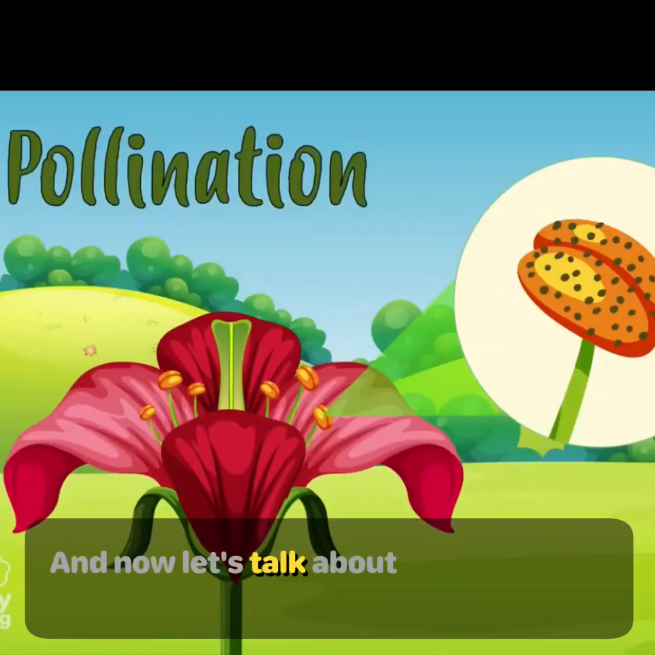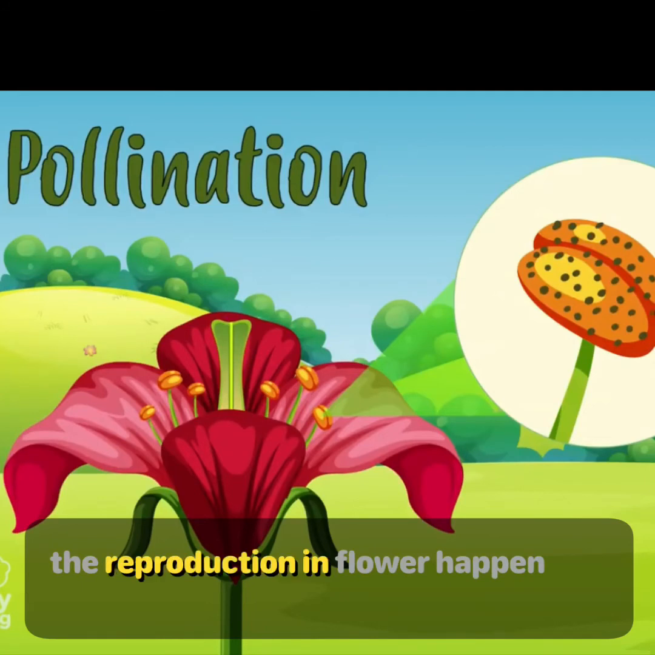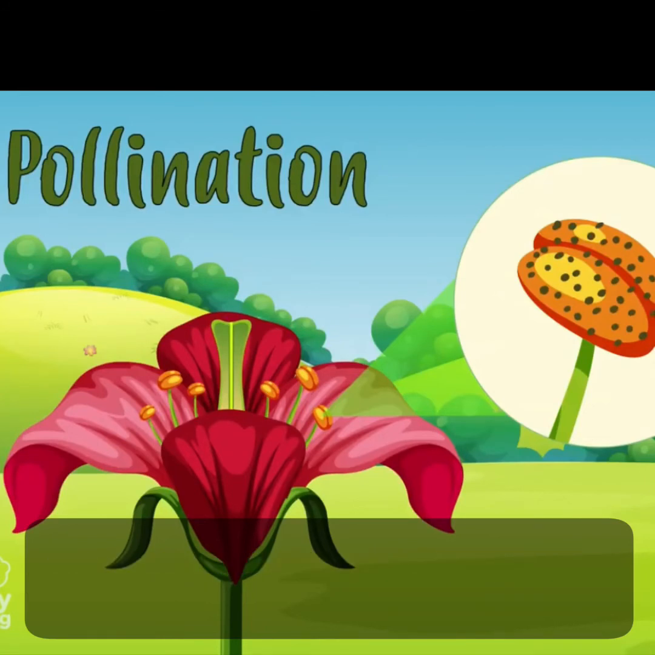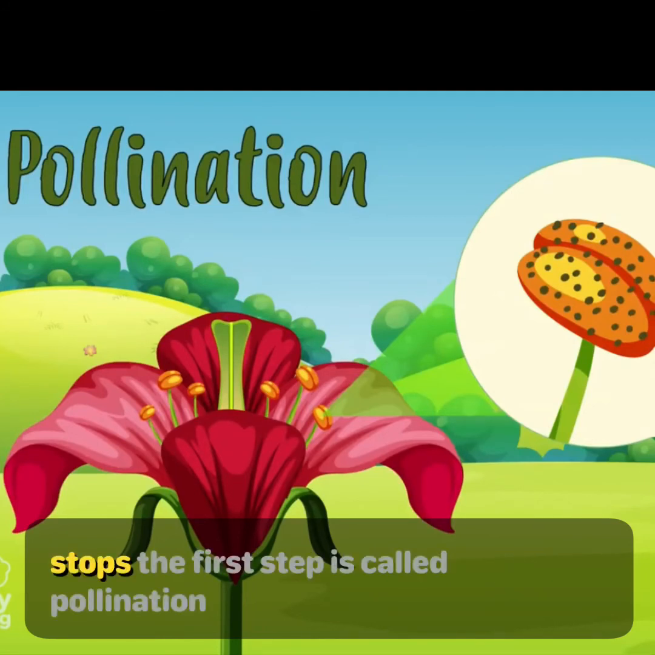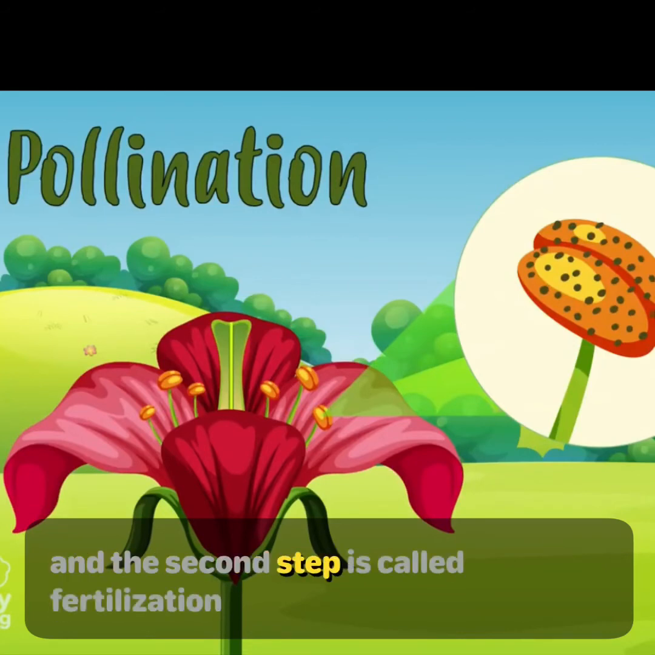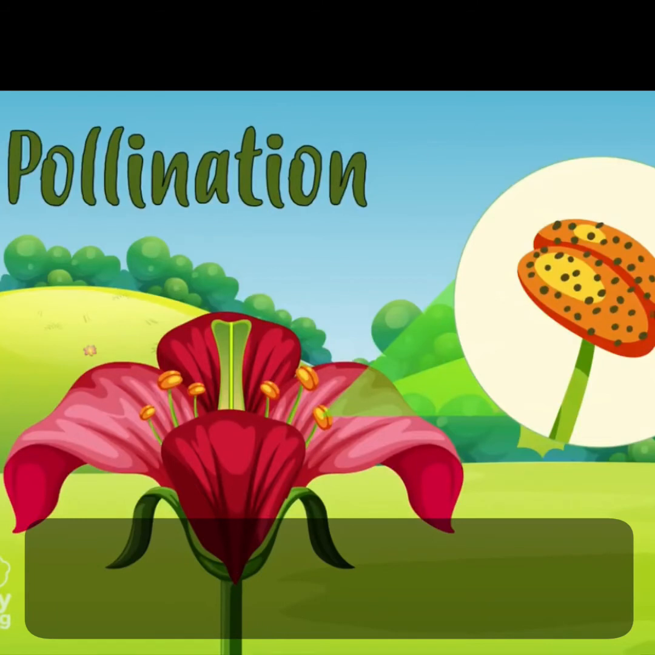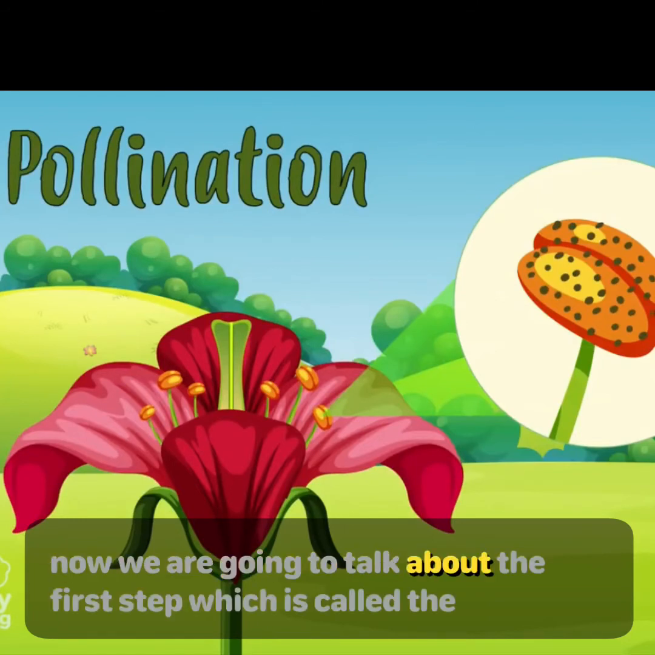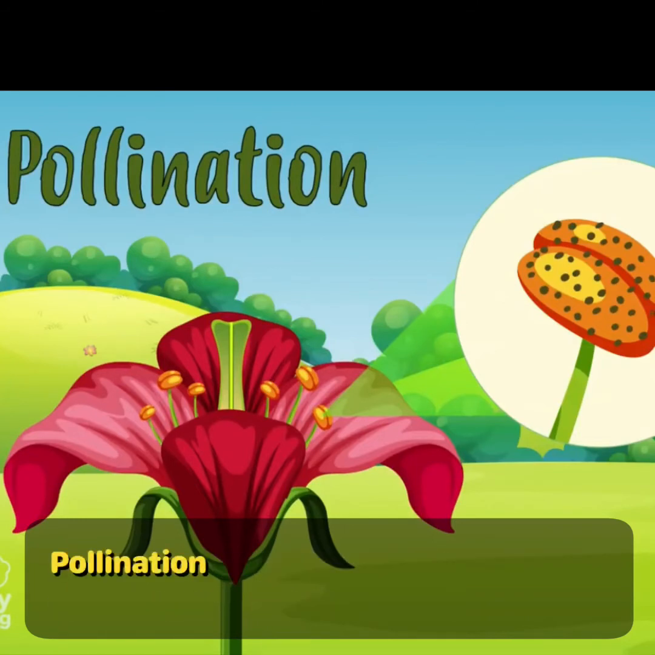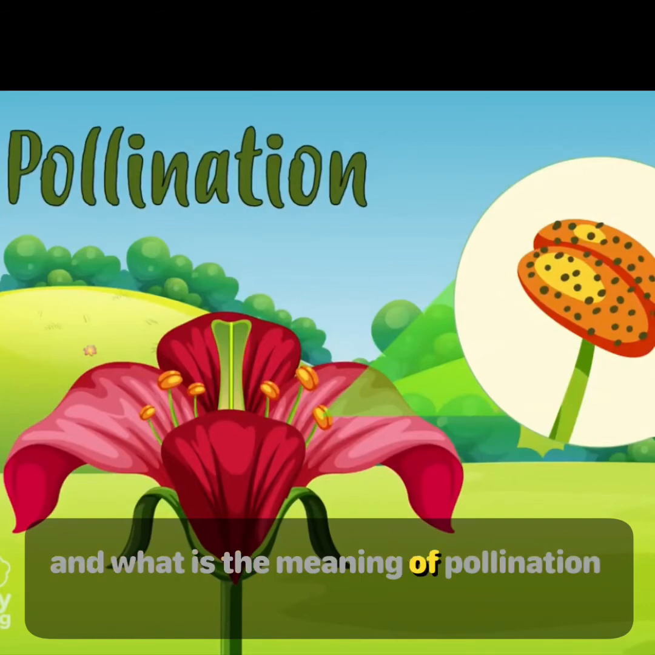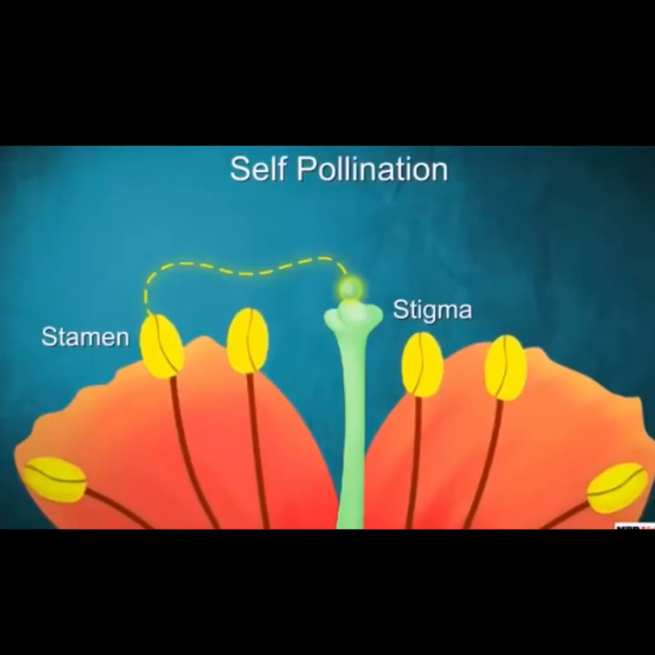And now let's talk about the reproduction in flowers. The reproduction in flowers happens in 2 steps. The first step is called pollination, and the second step is called fertilization. Now we are going to talk about the first step, which is called pollination, and what is the meaning of pollination. So we have 2 types of pollination.